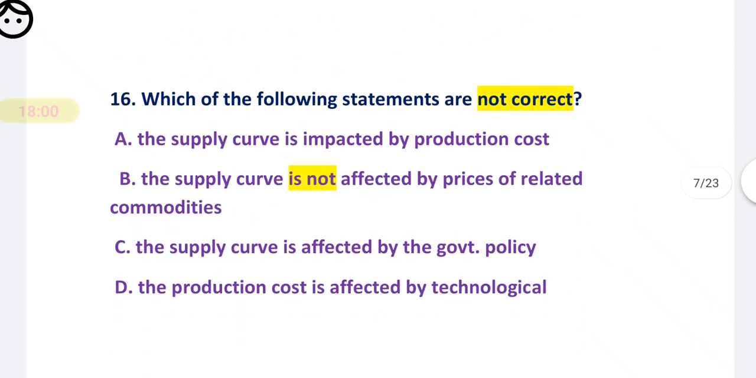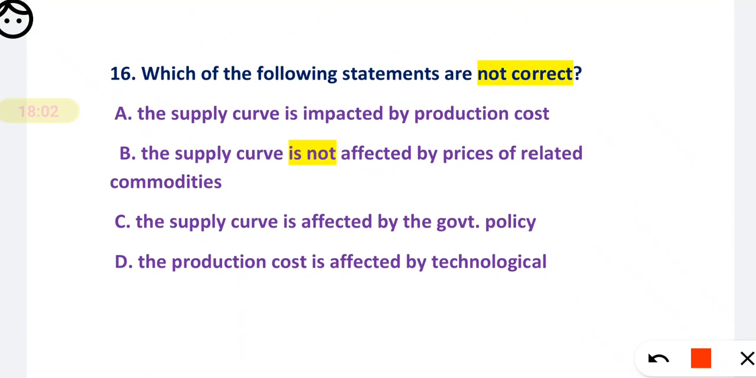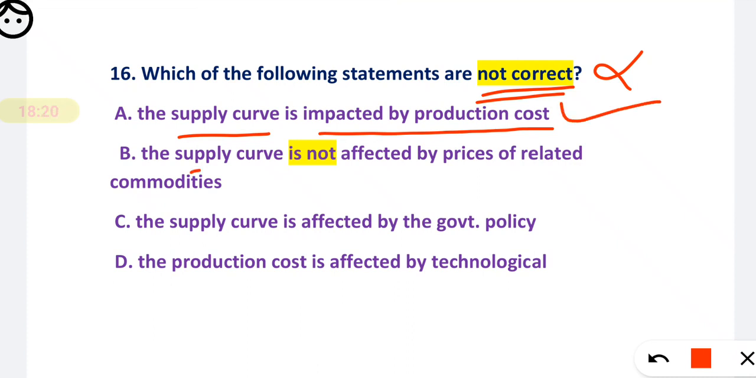Question number 16, we are going to discuss: which of the following statements are not correct? We have to find the not correct statement, that means false. See, first option, supply curve is impacted by production cost, it is correct. Supply curve is not affected by price of related commodity, it is a negative statement, so it is a false statement.